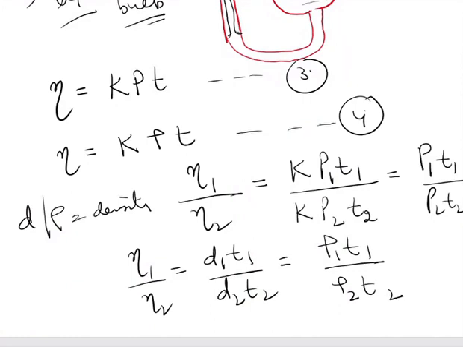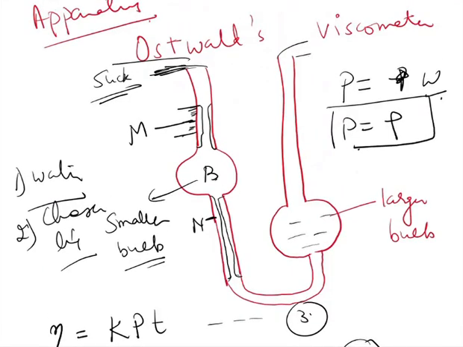So class, let me repeat. You will take some liquid in this viscometer, and in the larger bulb, you take a fixed volume with the help of a pipette, and then you suck from this side. You calculate the time of flow of this liquid from any point above the bulb to any point below the bulb, because that is basically to keep the volume fixed. Then you note down the time of flow of the liquid.